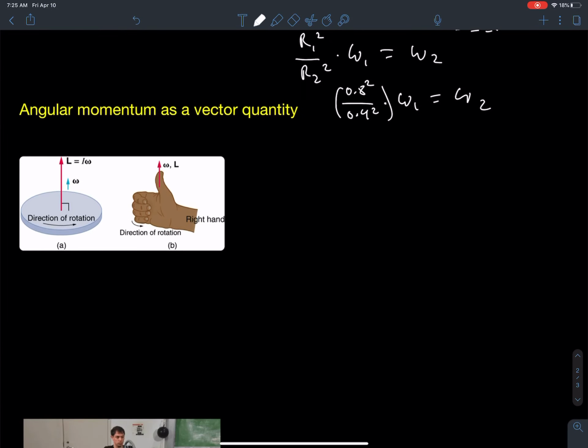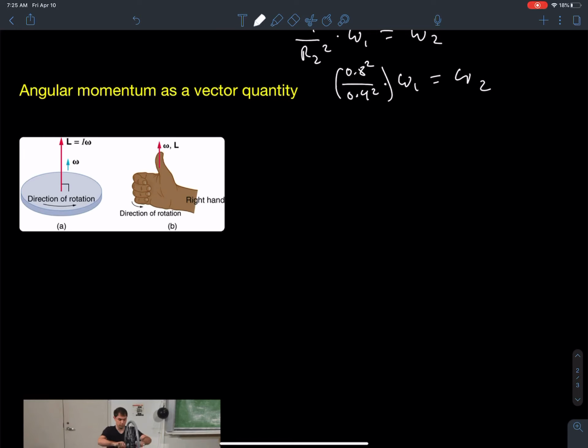Another interesting property of angular momentum is that it's a vector quantity. So if you started spinning a disk around in a circle, the faster you spin it, the more angular momentum it has. The angular momentum has a vector that is perpendicular to that spin. It's related to the axis of rotation, and it follows the right-hand rule. So if these fingers are the direction of the rotation, the angular momentum vector is straight up.